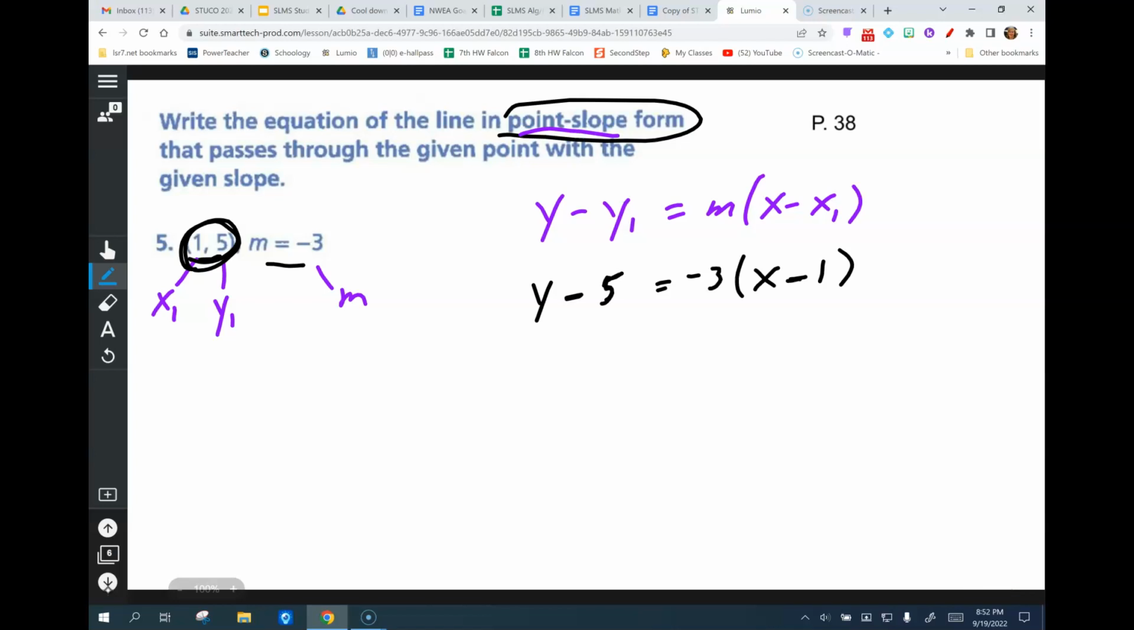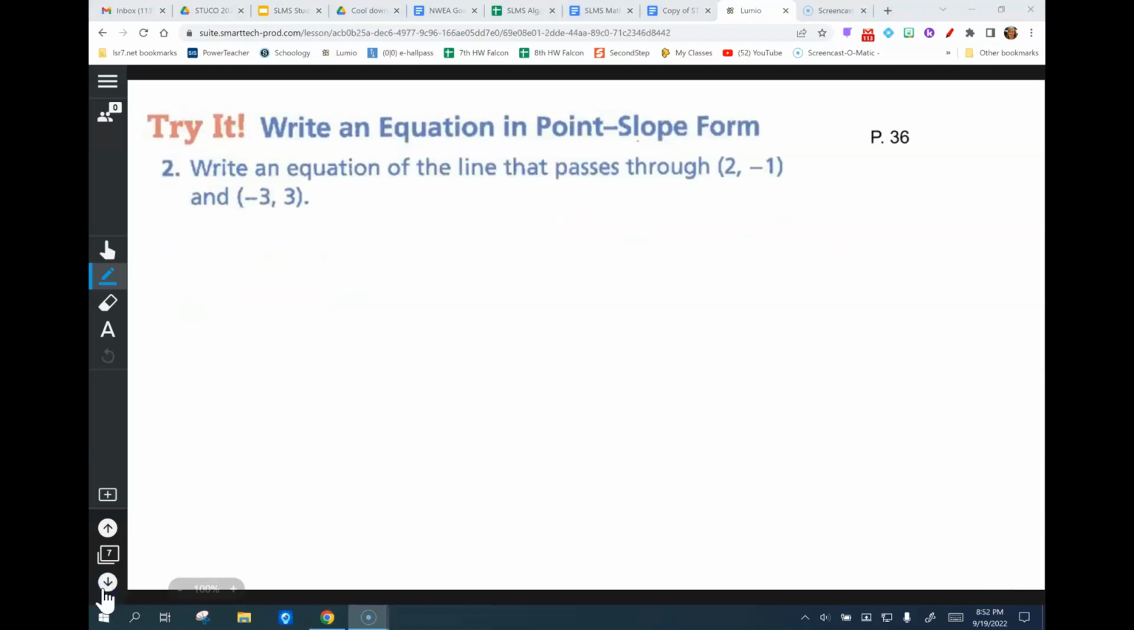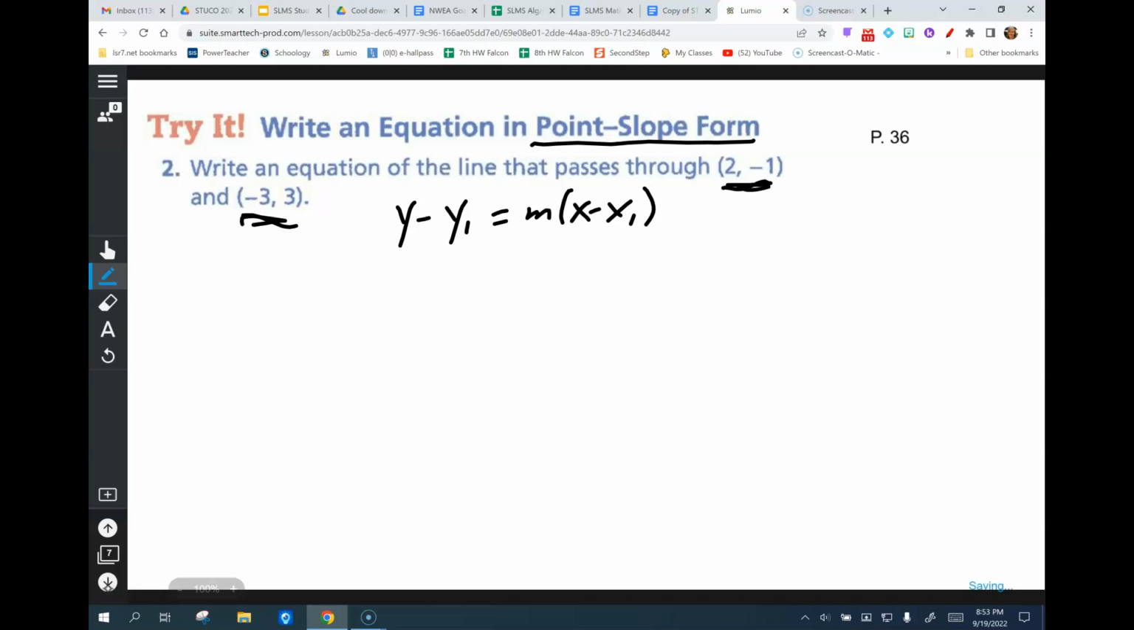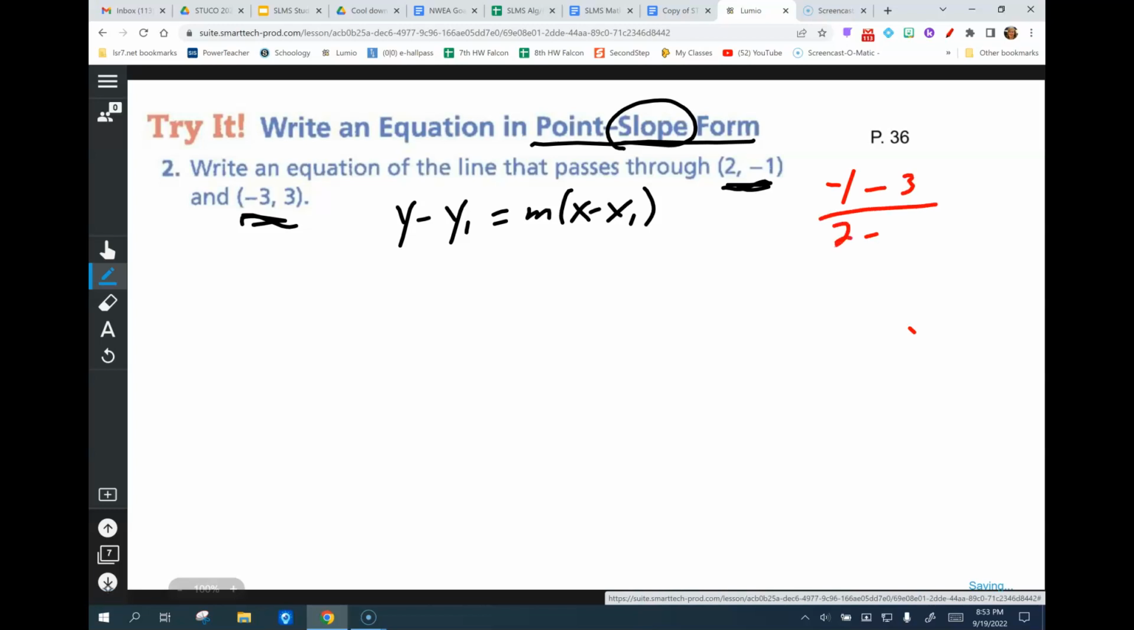Okay, so let's try the next one. This one is one step again. We're going to find it in point-slope form, so y minus y sub 1 is equal to slope times x minus x sub 1. Say it says write the equation that passes through these points. We have 2 points. We're overabundant with points. Do we have the slope? No, but can we find it? That's right, we sure can. We can find slope by subtracting y over subtracting x. So take negative 1 minus 3 over 2 minus negative 3.